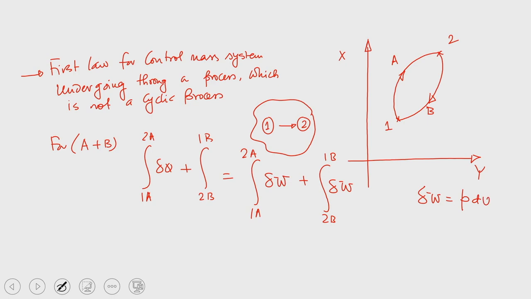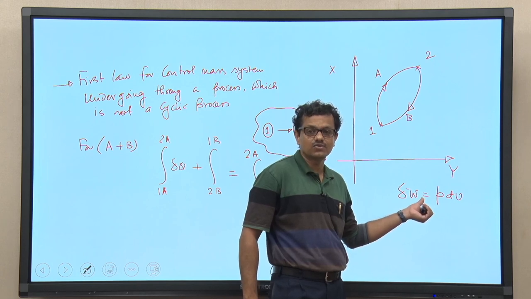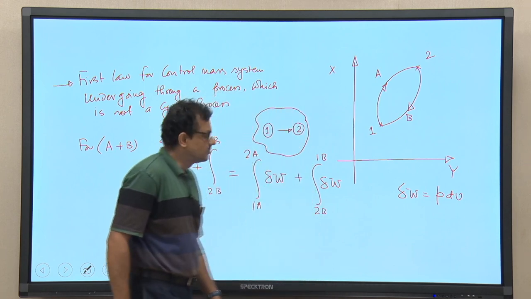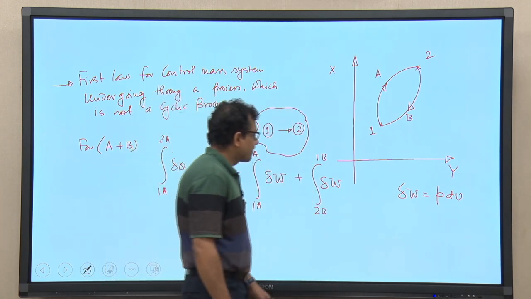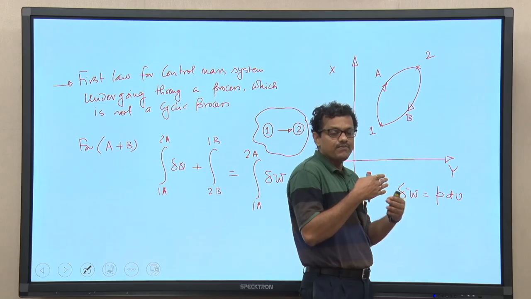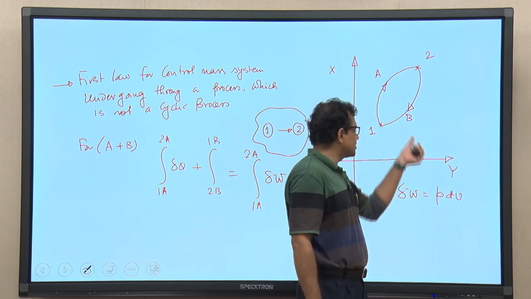It is not necessary that the system has to be only a control mass system. Even if the system is a control volume system, but the process is quasi-static, it can be written as PdV for a simple compressible pure substance. Now you understand that this work done depends on pressure and volume. So it does not depend on the state points 1 and 2, rather the path on which the pressure and volume change.